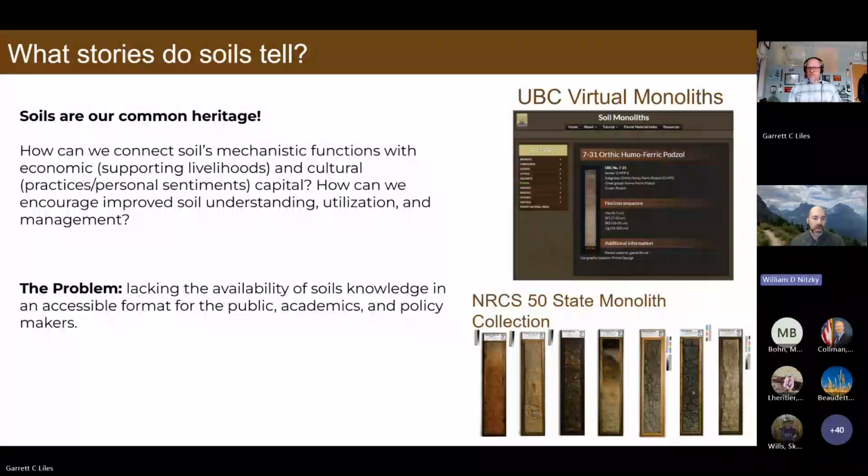And so, as you can see on the slide, it also raised a series of questions for me that go beyond just the mechanistic functions of soil to thinking about the economics and cultural capital associated with soil, about supporting livelihoods and also practices and personal sentiments related to soil and landscapes. And then thinking about another question about how we can improve or encourage the improved soil understanding and utilization and management.